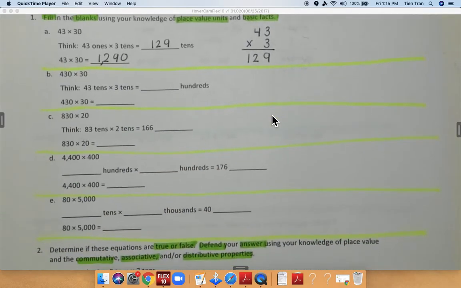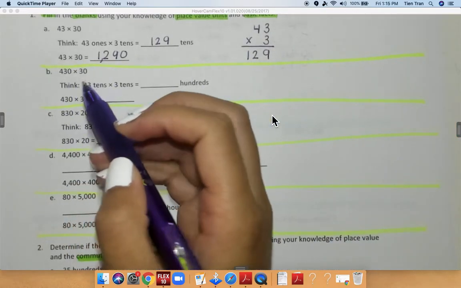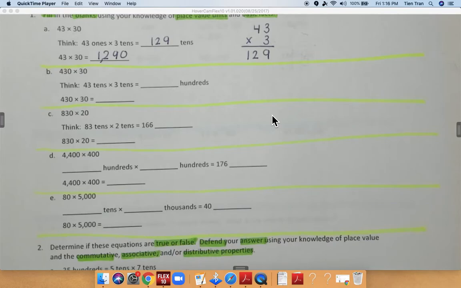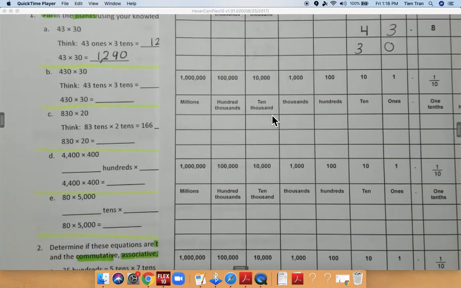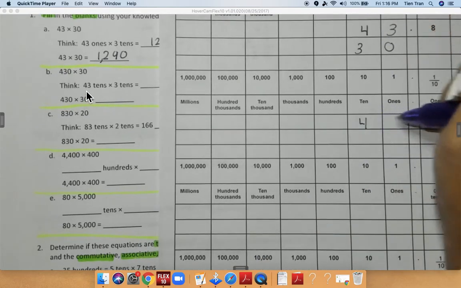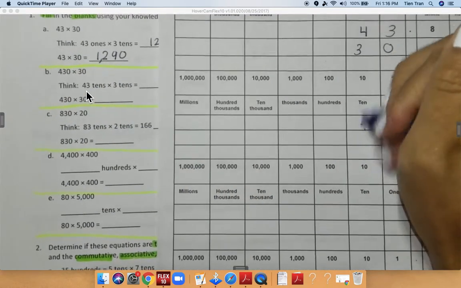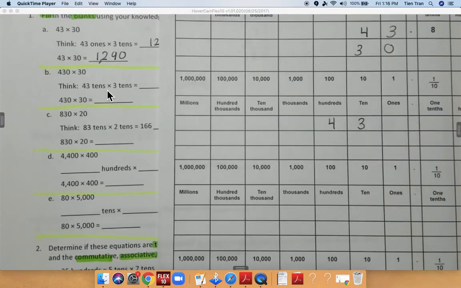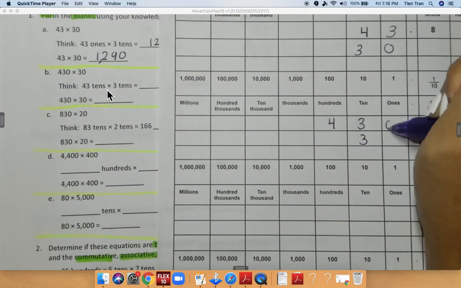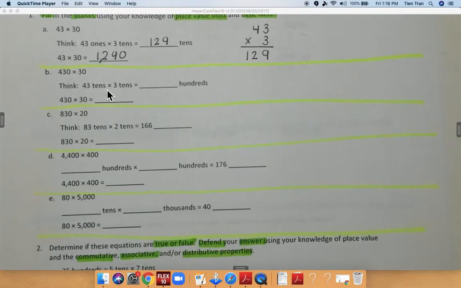Now, problem B. We have 43 times 30. So same thing, we have 430. So I'm going to plug in 430, or 43 tens. So I'm plugging in 43 tens, and I'm plugging in 3 tens. So that means I have 430 times 30. And that's what they have right here for you.